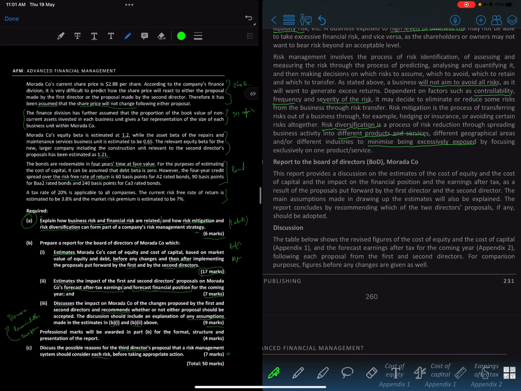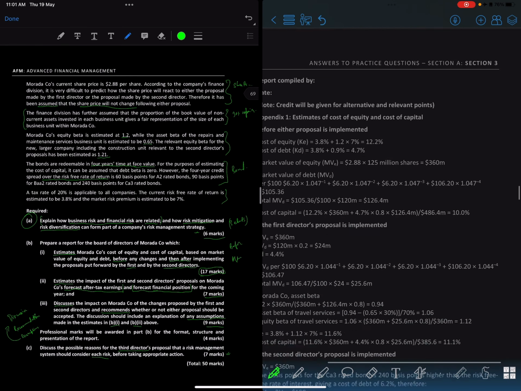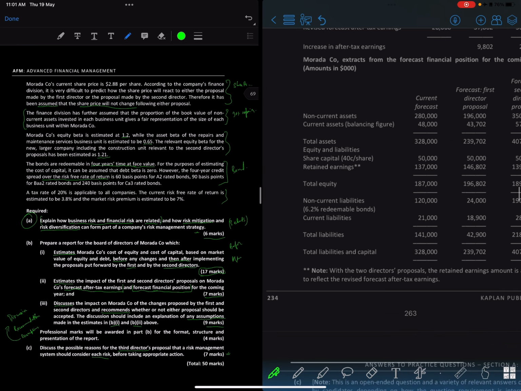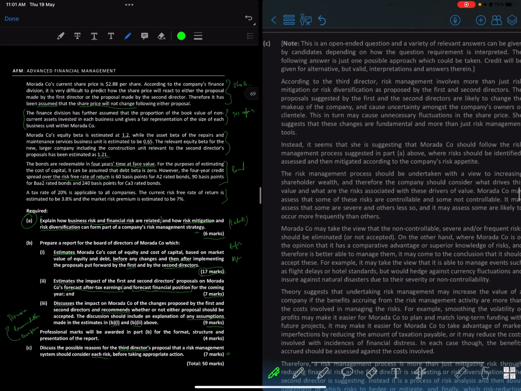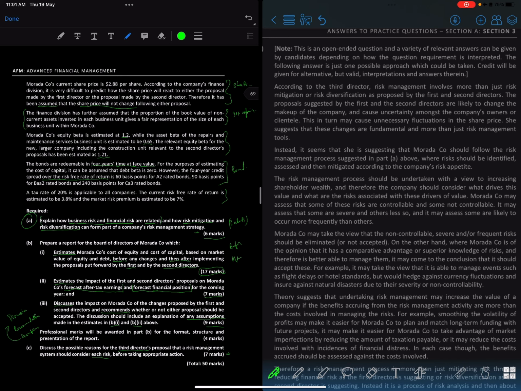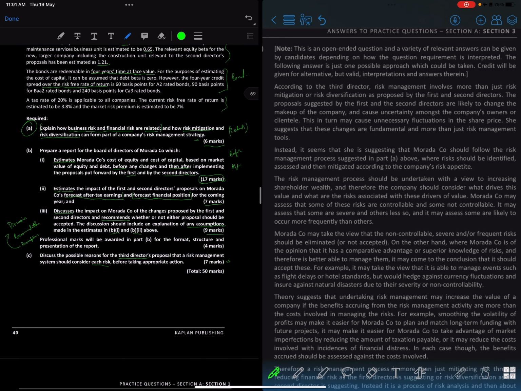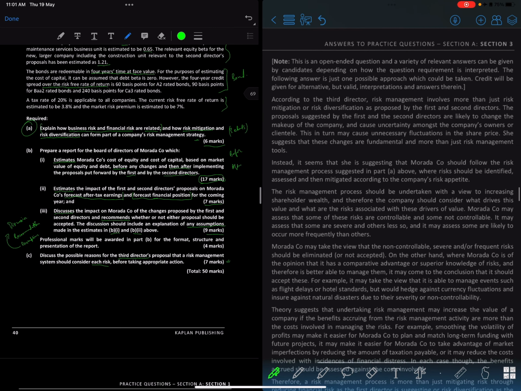Okay, so that part is done. Let's do question number C first of all, and then we can do this report section, right? Possible reasons for the third director's proposal that a risk management strategy should consider each risk before taking appropriate action, right? So this is an open-ended question, and a variety of relevant answers can be given by candidates depending on how the question requirement is interpreted.